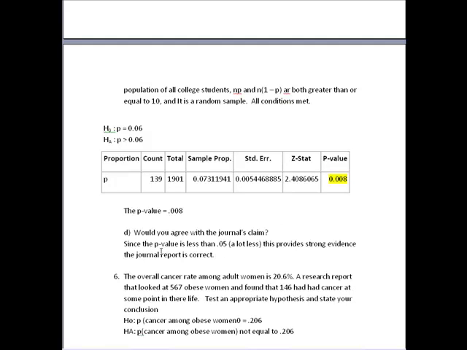Well, yes, since the p-value is less than 0.05, in fact a lot less, this provides strong evidence that the journal's report and claim is correct.